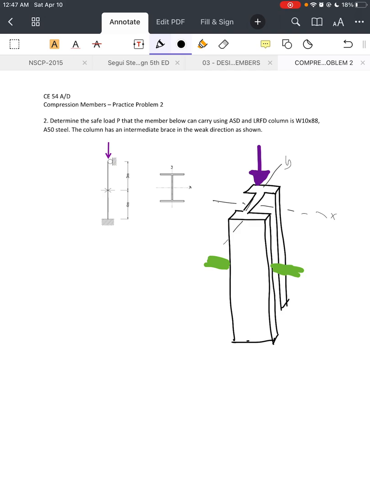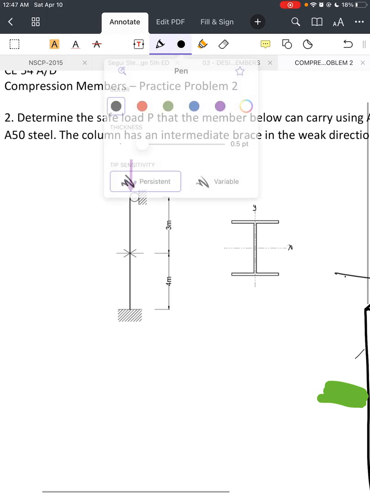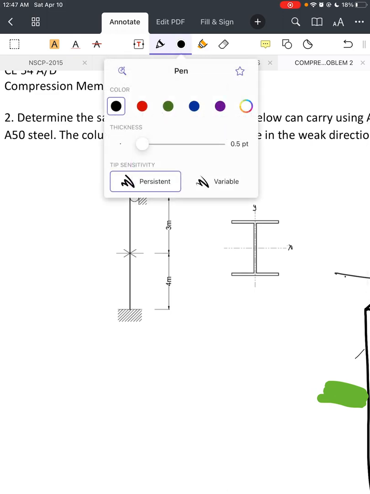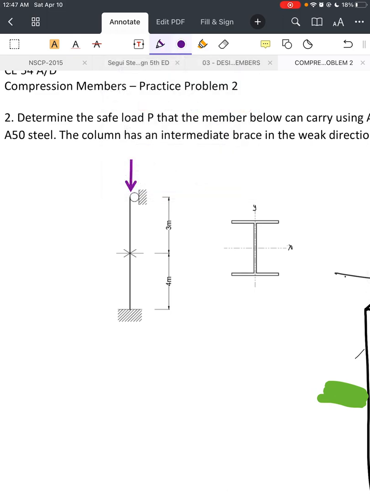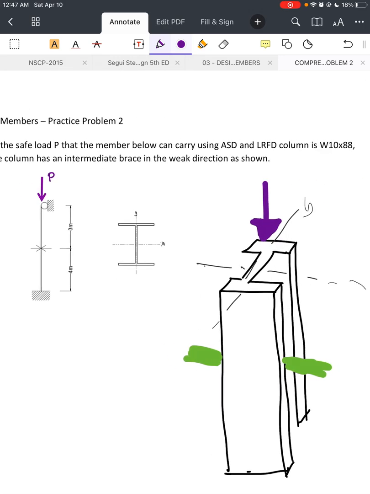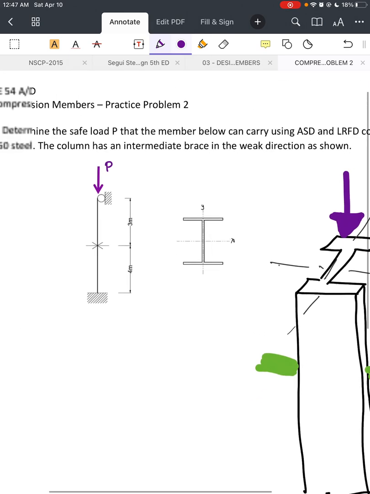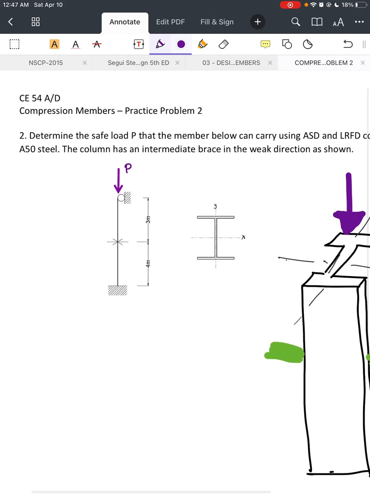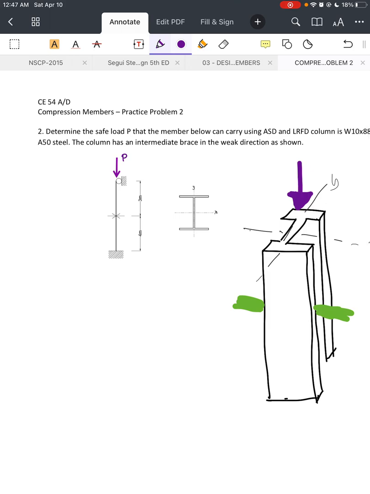Okay. So sabi dito, determine the safe load P. So this is your P. Okay. So ang ginamit na W or wide flange section is W10 by 88. Okay. Now, and of course, A50 steel ang ginamit. So sabi, the column has an intermediate brace in the weak direction.